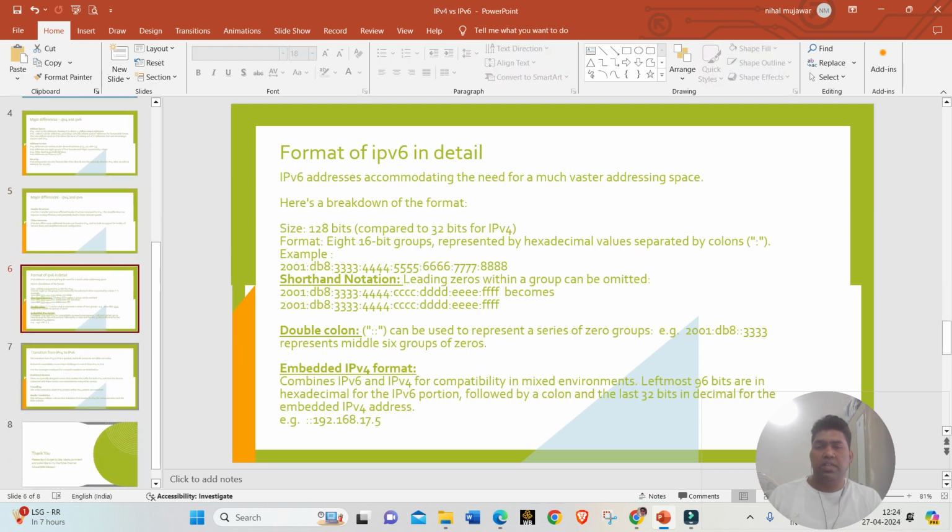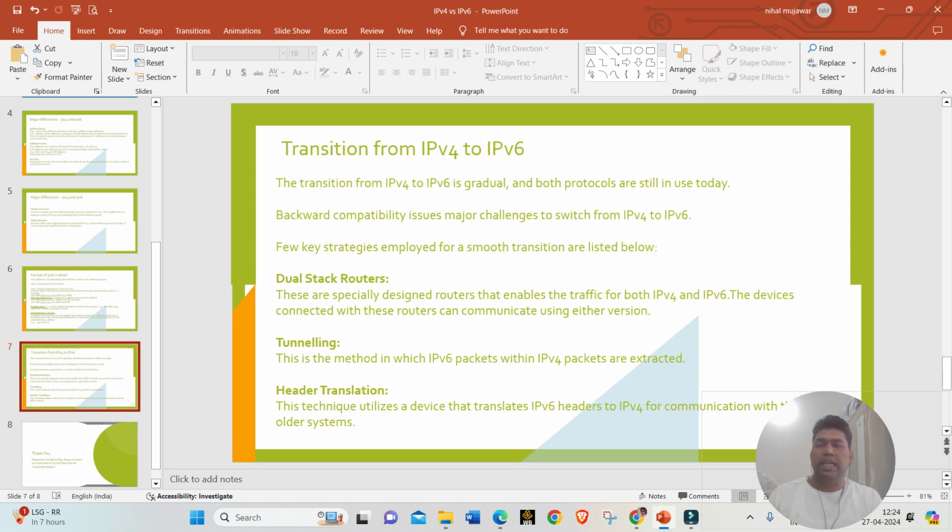Then we discussed in detail the format of version 6. You can see these are some of the things related to the format, and we also covered how you will transition from v4 to v6. Transitioning from version 4 to version 6 directly is not possible because of challenges like backward compatibility. This needs to be done in a step-by-step way.